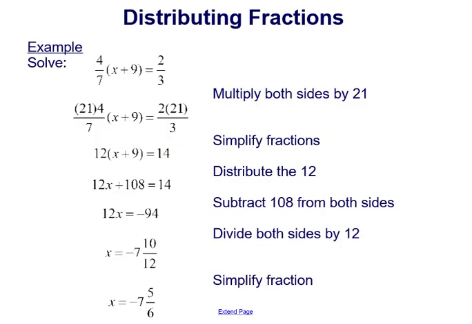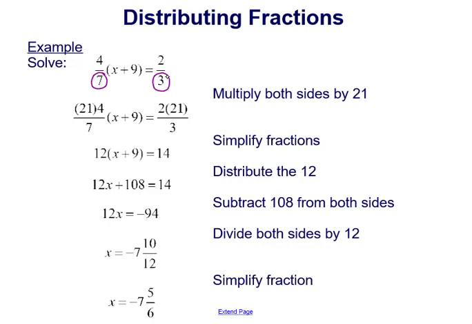So here's another example. We have solved the equation 4/7 times the quantity of x plus 9 equals 2/3. So we don't want to just distribute the 4/7. That would be more complicated finding those products, where rather we can multiply by the least common denominator to get rid of the fractions. In this case, we have denominators of 7 and 3. So that would be 7 times 3 is 21.